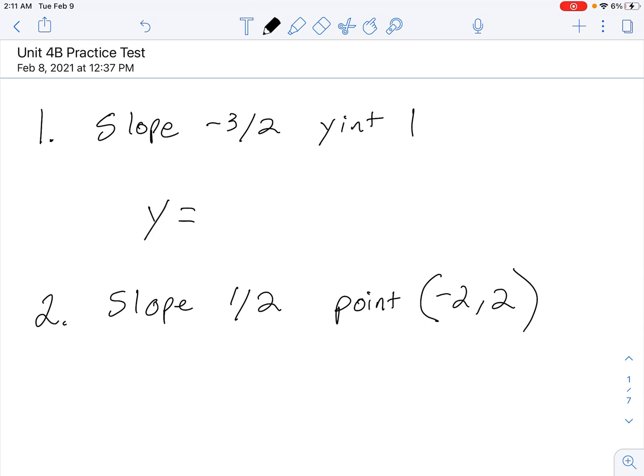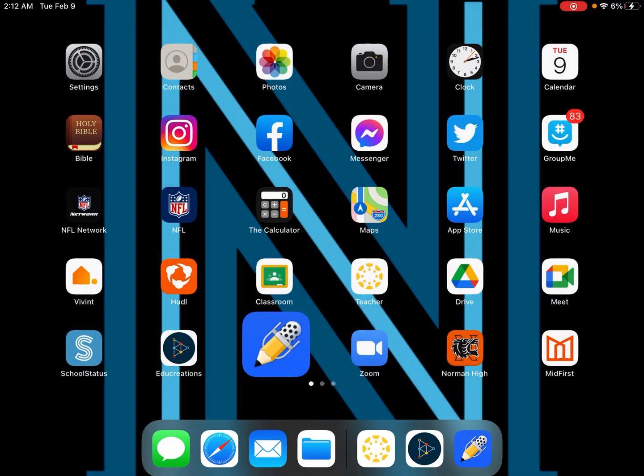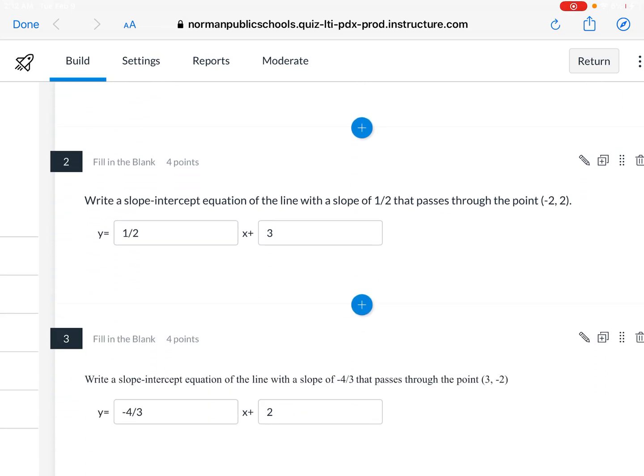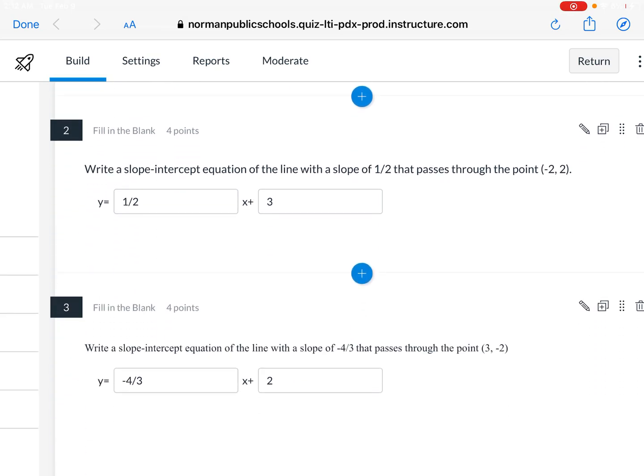Okay, that's what they have for the slope. That's what they have for the y-intercept. So the slope goes in front of the x. Y-intercept goes at the end. So y equals -3/2x plus 1. And then obviously you can see it's the third answer. Y equals -3/2x plus 1. All right. Going to the next one.